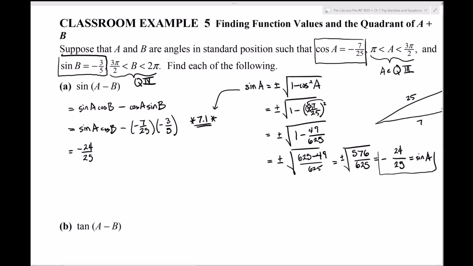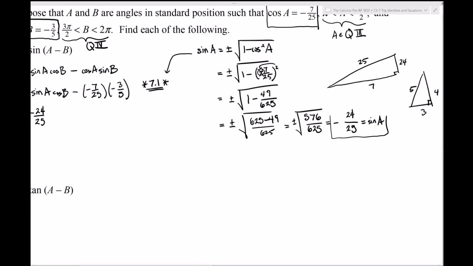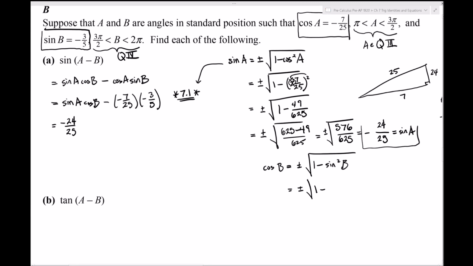24 over 25. I still need to find cosine of B, and that's going to suck. It's going to require about the same amount of work as sine of A. So we'll go ahead and do it. Cosine B is plus or minus the square root of 1 minus sine squared B. Same way that sine A is equal to plus or minus the square root of 1 minus cosine squared A. That's coming from the same Pythagorean identity. So we just plug in what we have. 1 minus sine of B, which is negative 3/5. We square that, then subtract it from the 1, square root that, figure out the sign, and that's cosine.